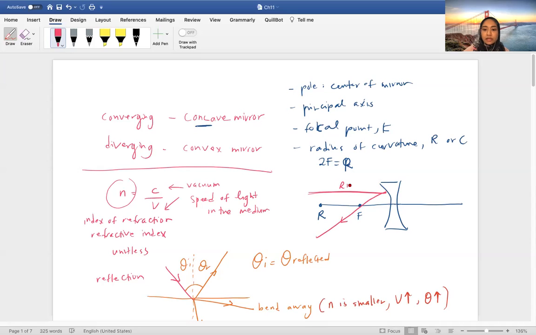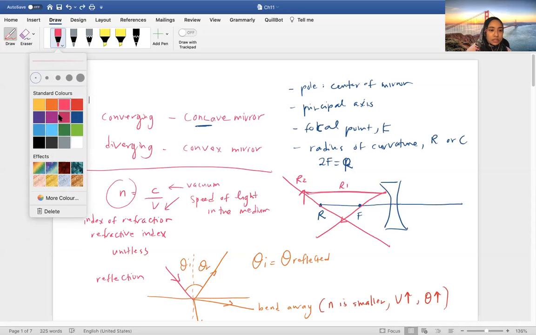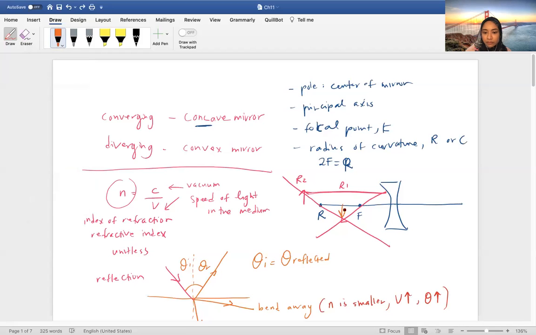And then your second ray, let's say our object is here. Okay, this is our object. And then your second ray will go through the center of curvature and back onto itself. So that is your second ray. So the intersection between ray 1 and ray 2 will give you your image. Okay, so that is for a converging mirror. This is your image. This is your object.